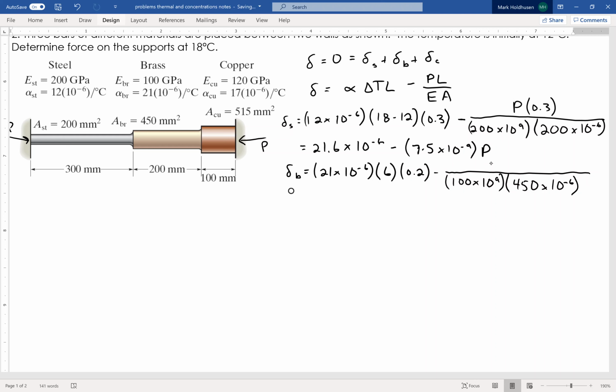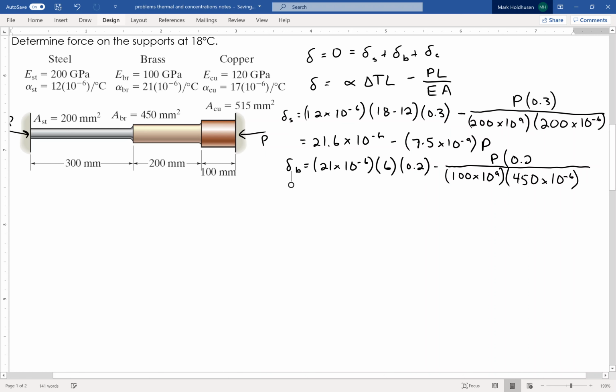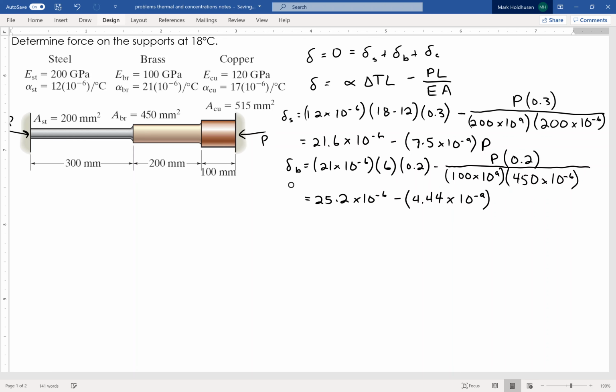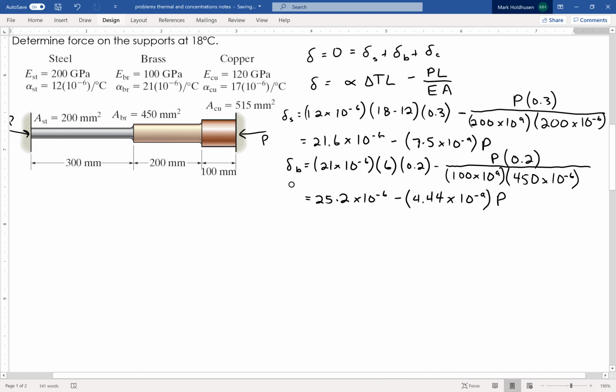Then it's the same force going through all of them, so it's still P, and this one is going to be the length 0.2. So I can simplify this one a little bit, and I get 25.2 times 10 to the minus 6 minus 4.44 times 10 to the 9th times P.